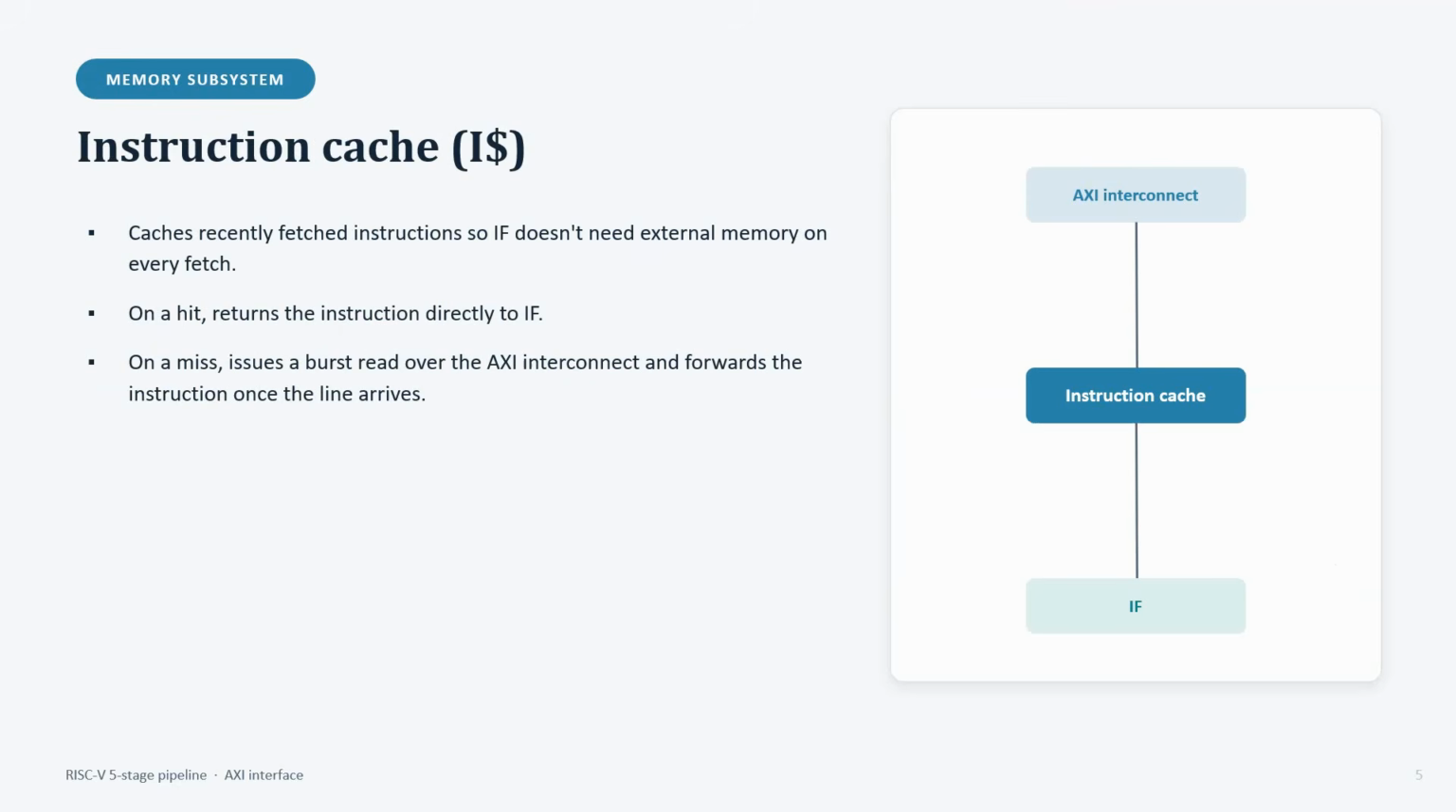Next is the instruction cache. It is going to cache recently fetched instructions, so the instruction fetch unit doesn't need external memory on every fetch. Instead of depending on the main memory, my instruction fetch unit, which we have seen previously, is going to fetch the instructions from the instruction cache, and we return the instructions directly to the instruction fetch unit on a hit. So this is how we are going to use our instruction cache.